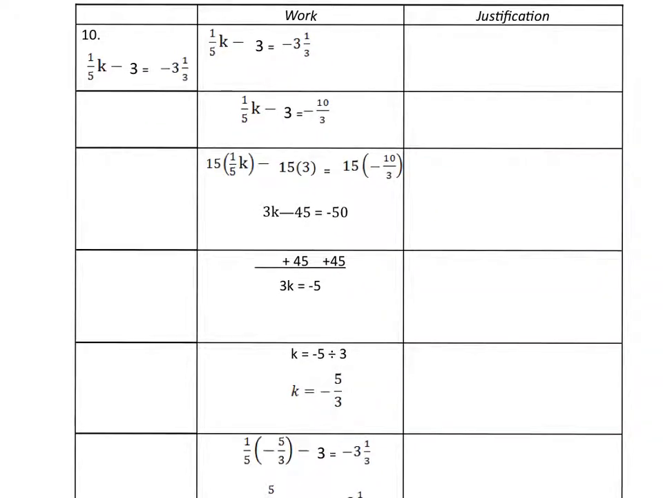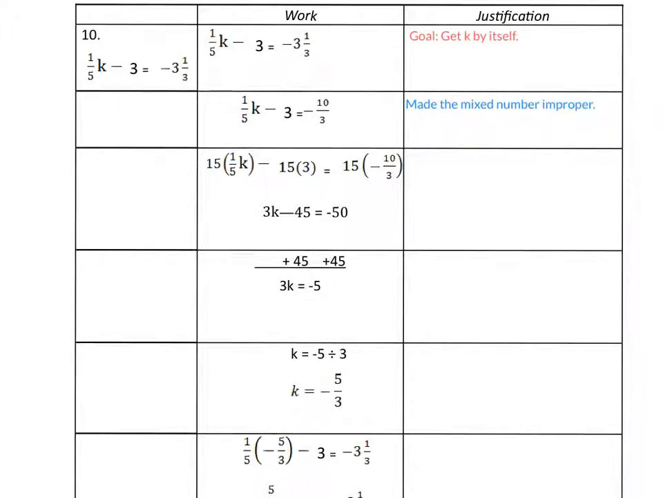On to the 10th example, the fourth one for this video. 1/5 k minus 3 equals negative 3 1/3. So no big shocker, we have our goal: get k by itself. And then what did we do in the next step? What looks different? Hopefully you've noticed we made the mixed number improper. We made the negative 3 1/3 into negative 10/3. Then what did we do in the next step?